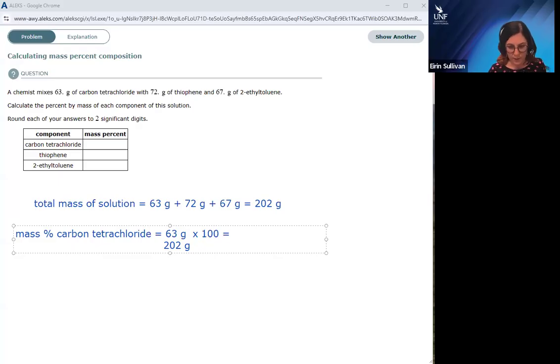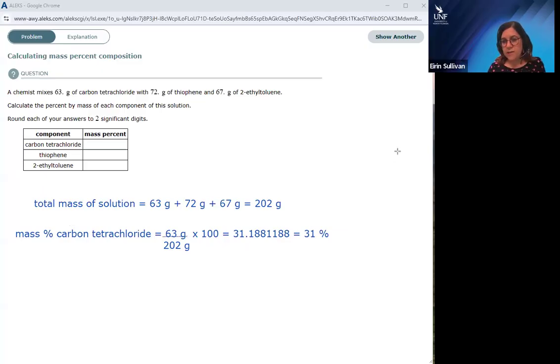So that will come out to be 63 divided by 202, 31.88, and so on. Looking at these numbers, we should only give our answers to 2 sig figs, and in fact, the question asks us to give it to 2 sig figs. So I'm going to give it to 2 sig figs, so that would be 31% by mass. All right, let's tidy this up a little bit, like so.